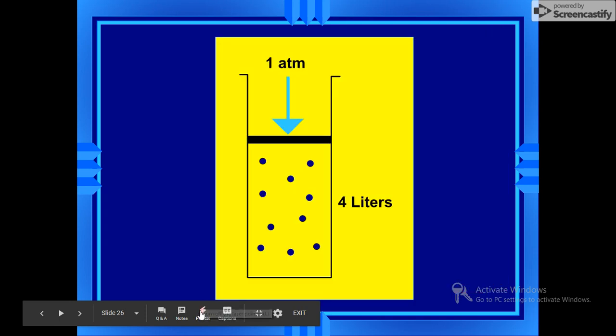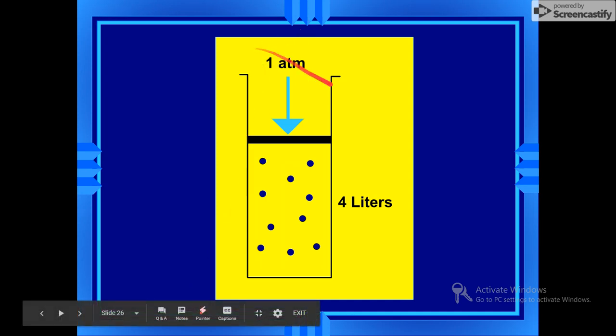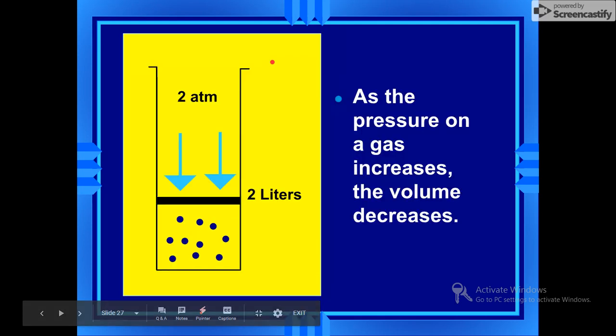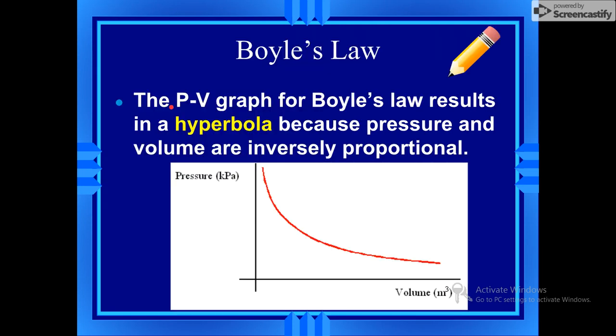Here's my pointer. All right, so here's a diagram to illustrate Boyle's law. Here we have a container that has 4 liters of gas in it, and right now that gas is under a pressure of 1 atmosphere. In this case, we are measuring pressure in atmospheres. Then when we increase that pressure to 2 atmospheres, we see that our volume decreases. That's just illustrating Boyle's law, that as the pressure of the gas increased, the volume decreased.